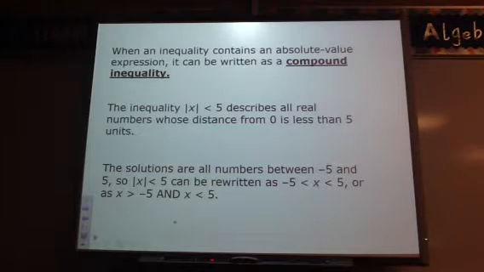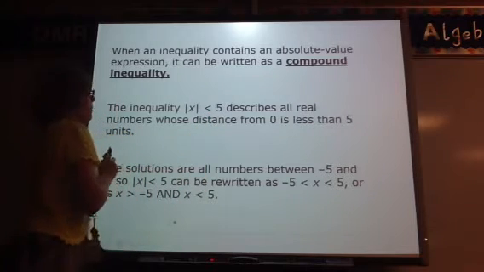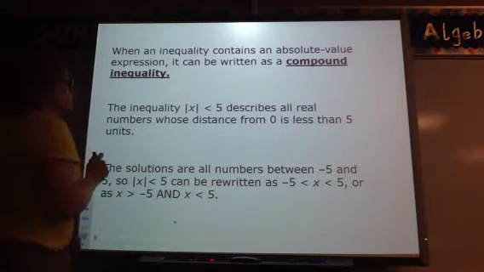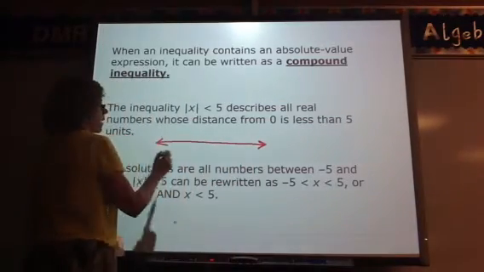All right, guys, today we're going to talk about solving absolute value inequalities. When an inequality contains an absolute value expression, it can be written as a compound inequality. The inequality, the absolute value of x is less than 5, describes all real numbers whose distance from 0 is less than 5 units.